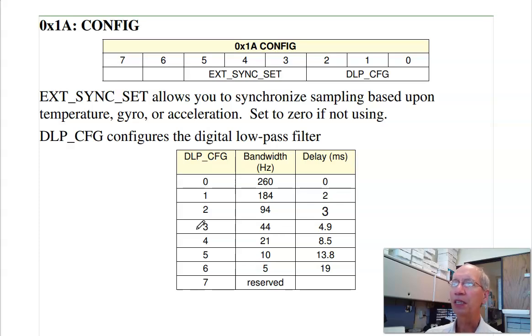Second, I need to know what registers I need to read and write from. Going to the datasheet, address 1A sets the sync set and DLP configure. Sync set allows you to synchronize the sampling rate based upon temperature, gyro, acceleration. Set to 0 if not using. I'm not using it. DLP is the digital low-pass filter configuration. I can set the bandwidth of the filter from 5 Hz to 260 Hz.